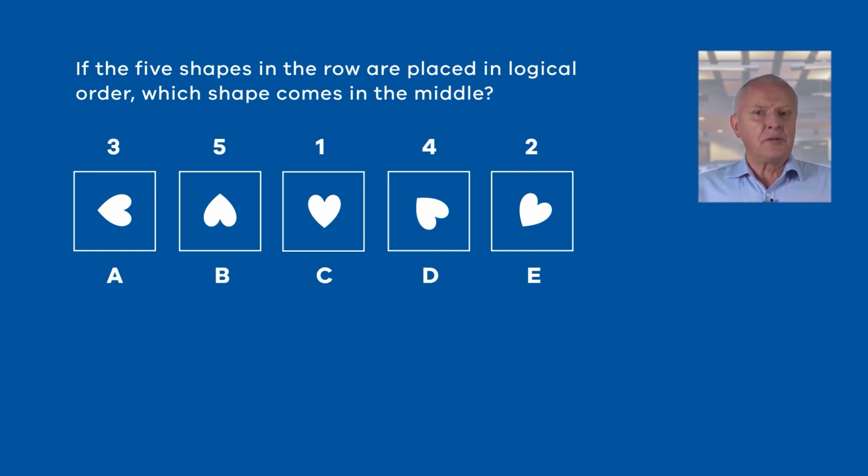You could write the numbers in order on a piece of paper. Number 3 is the middle number, so option A is the correct answer. You may be able to visualise the shapes in the correct order and pick the correct option without writing the numbers. Do this if you can, because it will allow you to work more quickly.